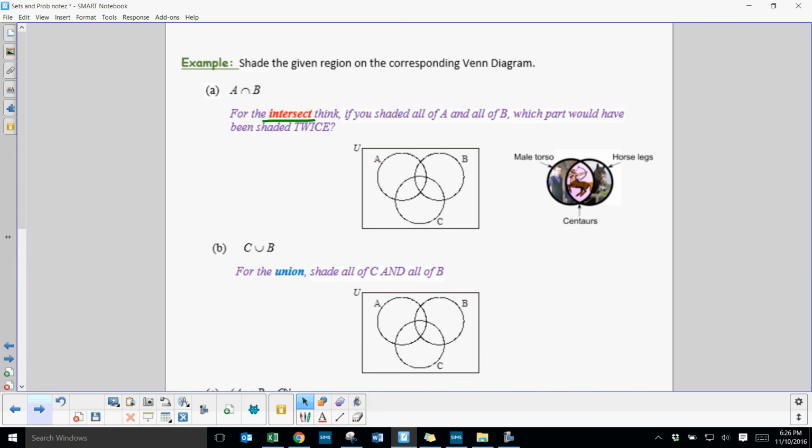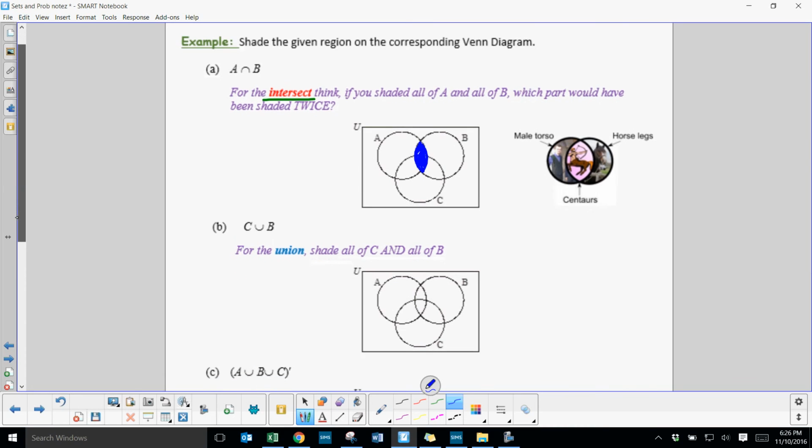So for the intersect, if you shaded everything in A, everything in B, you would then look to see which part was shaded twice, and it would be this section here. So this blue section is the intersect of A and B. You might have realised that already without shading twice. But that's a strategy you can use when you get to more complex examples.